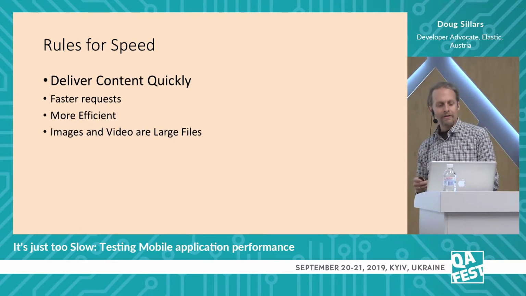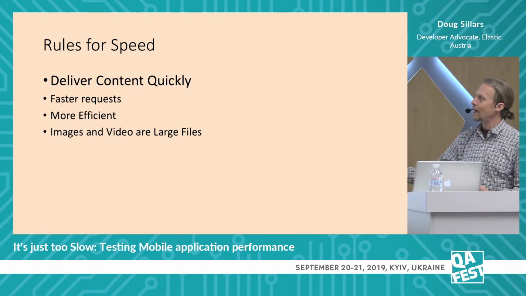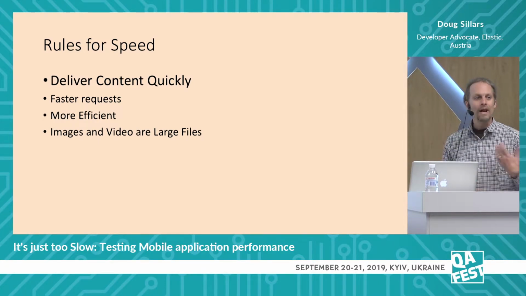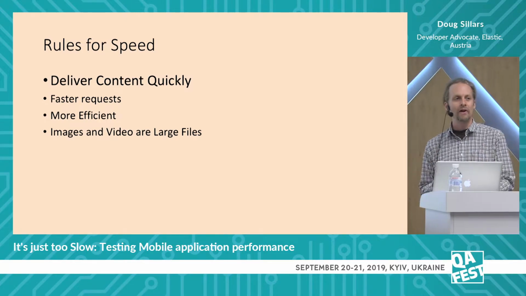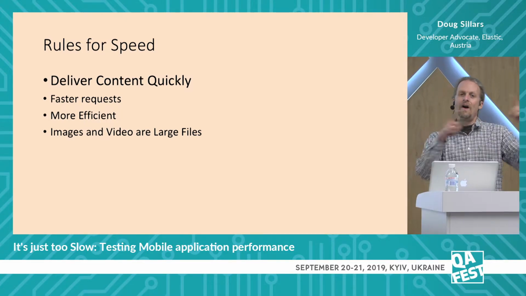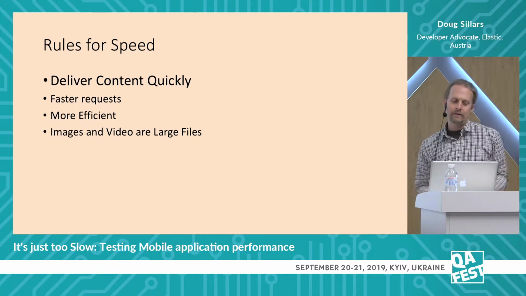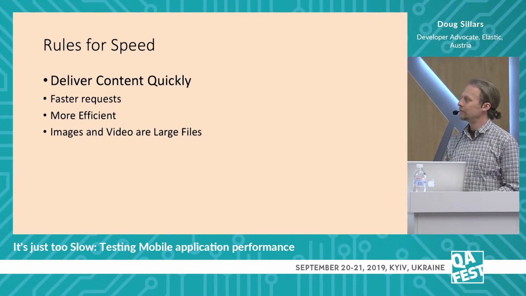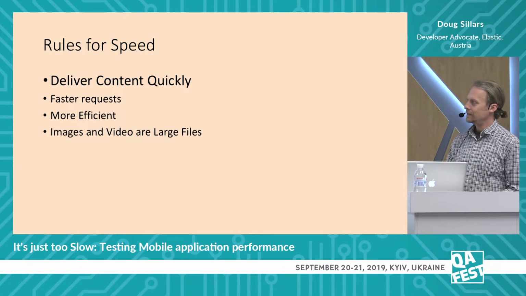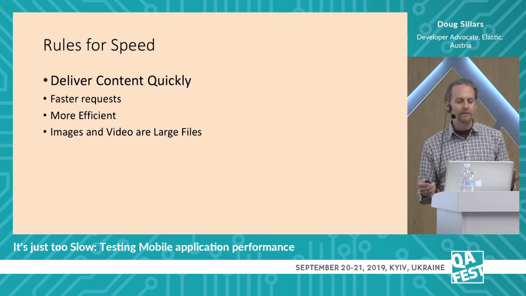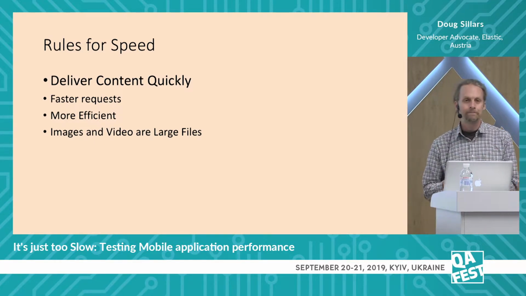So we want to set some budgets, and some of the rules we want to look at is how to deliver the content quickly. From what I've found, most of the time an app is slow, it's stuff getting stuck on the network from the server to the device. So we want to make faster requests that are more efficient. And the biggest things we're going to be sending are probably images and videos, so let's try to make those smaller.